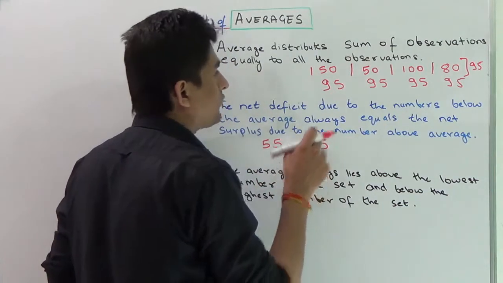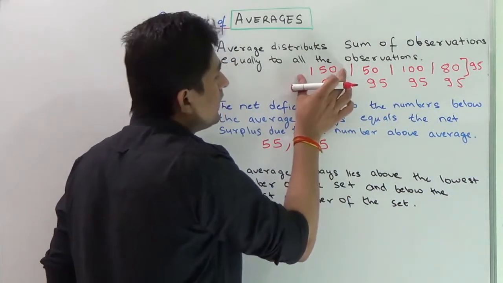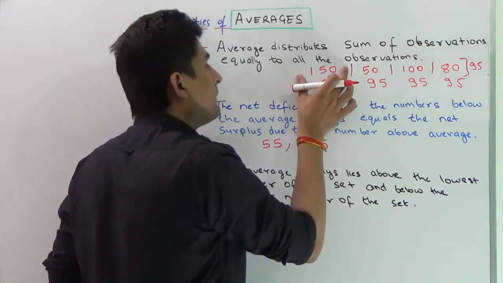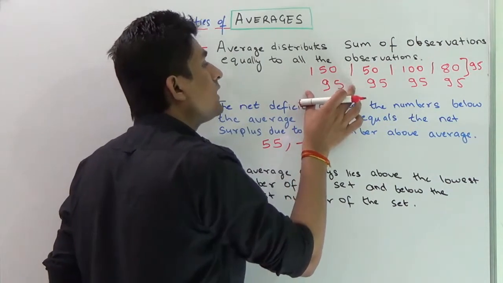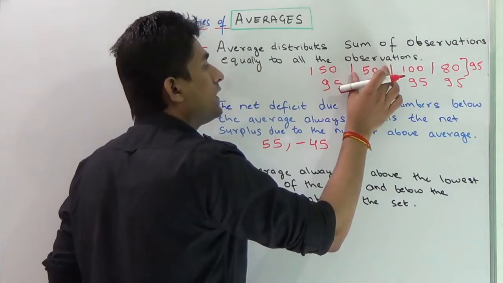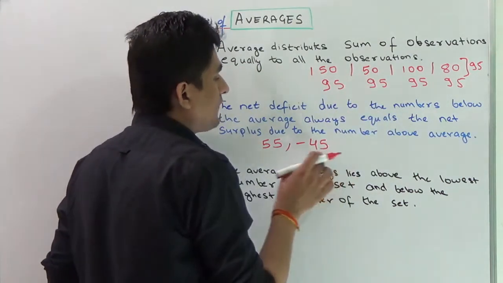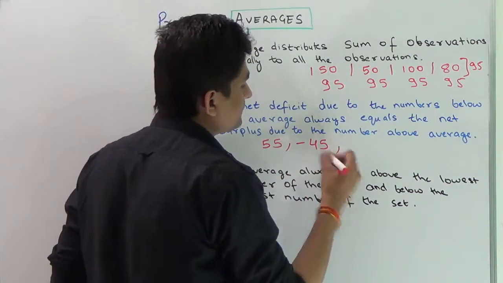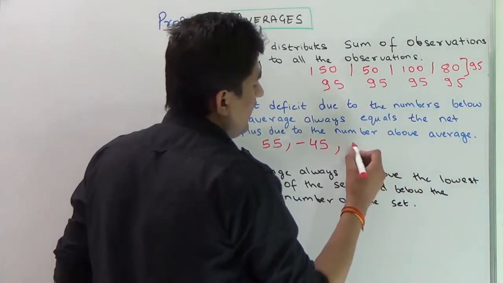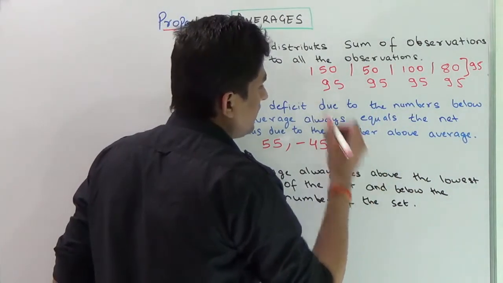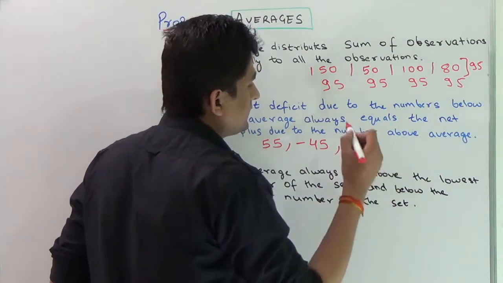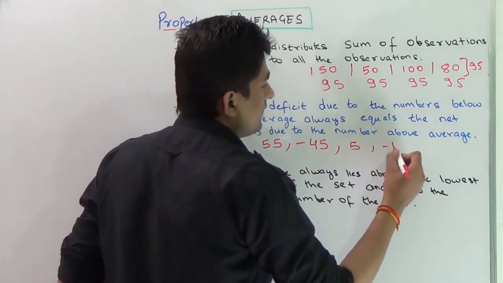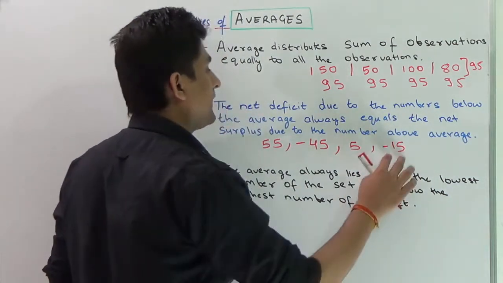That's why I've taken minus 45, because here the quantity of liquid has decreased, and in this the quantity of liquid has increased. So I've taken the deficit amount here. Okay, and in this it's a surplus amount of 5 ml, and in this that was a deficit amount, it was minus 15.